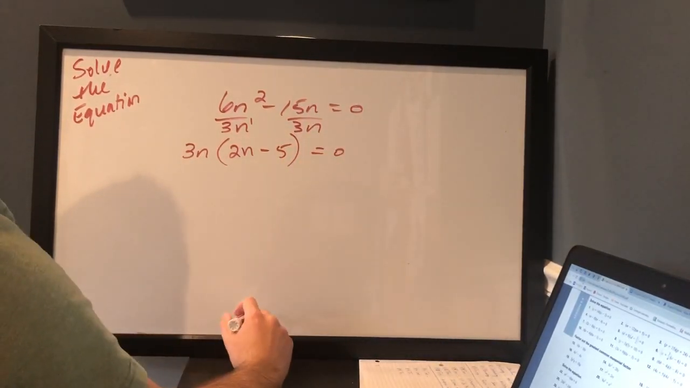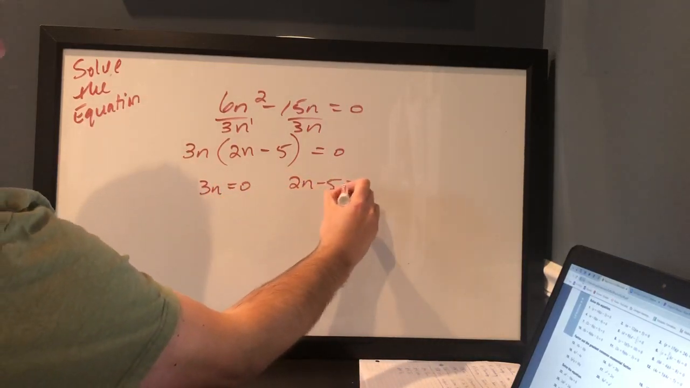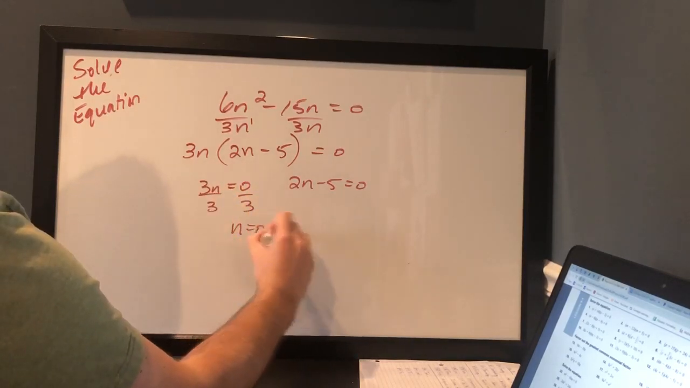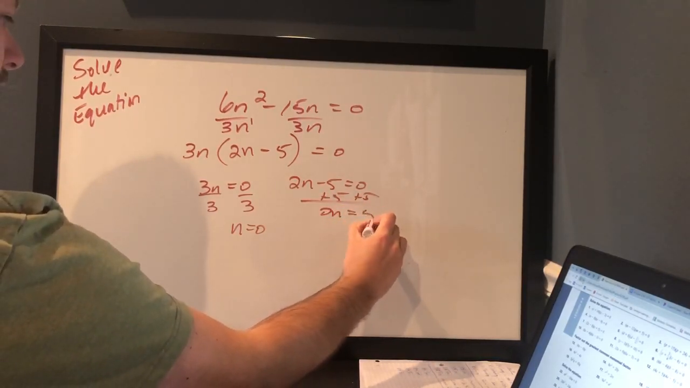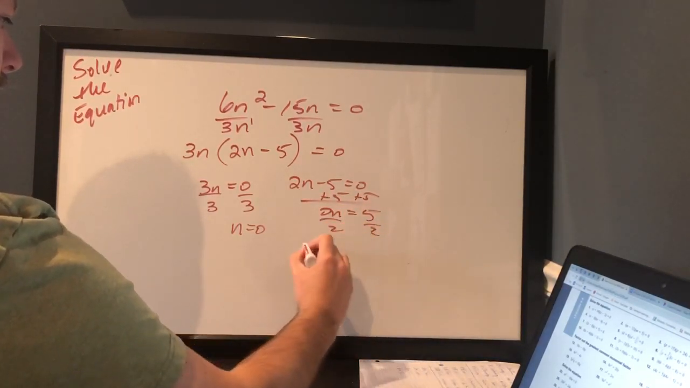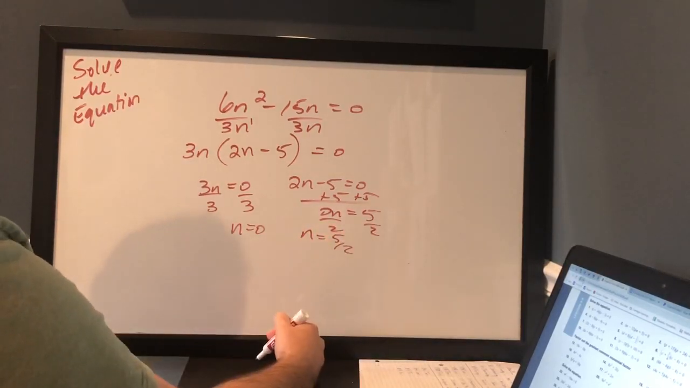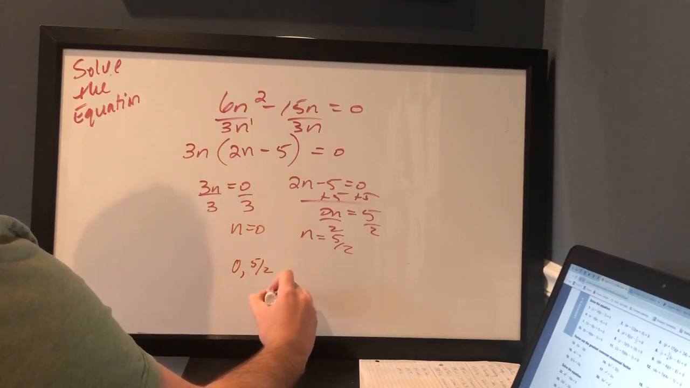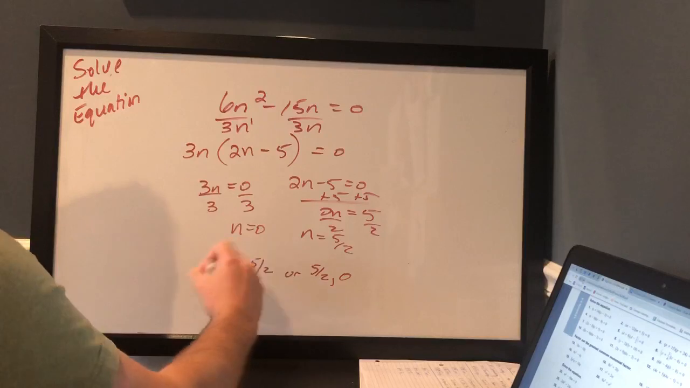Equals 0. So 3n equals 0 and 2n minus 5 equals 0. We're going to solve both of these equations. So n equals 0, and n equals 5 over 2. Leave your answer this way, guys. Don't write it as 2.5. Just leave it as 5 over 2. So 0 and 5 over 2, or if you want to write it as 5 over 2 and 0. Either one of these would be a good answer.